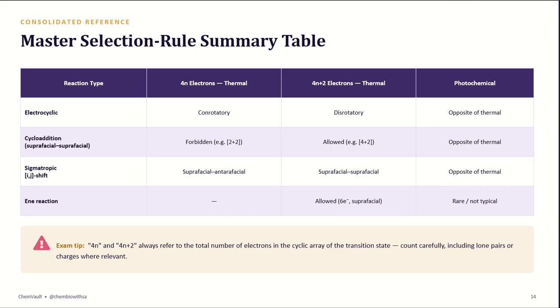When you're counting 4n or 4n plus 2 electrons, always count the total electrons in the cyclic array of the transition state itself. And don't forget to include lone pairs or charges if they are part of the conjugated system, such as in cationic or anionic pericyclic variants.